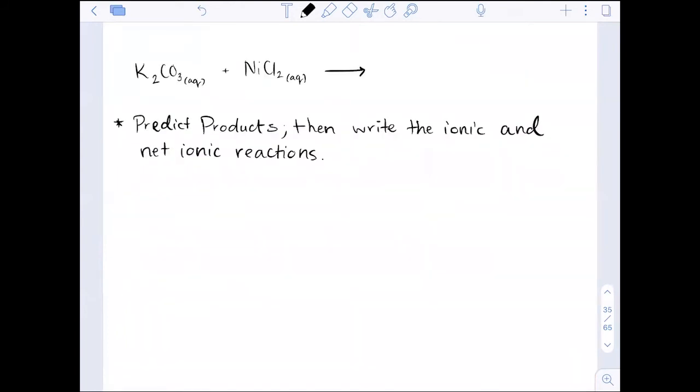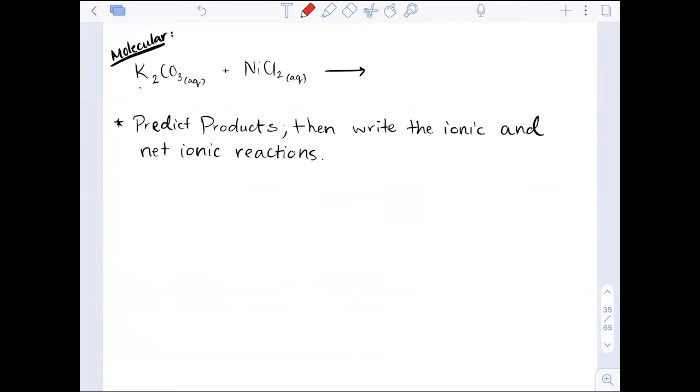Let's practice one more time. Potassium carbonate and nickel 2 chloride, both aqueous to begin with. Let's predict our products, write the ionic and the net ionic reactions, and see the differences. Again, we'll always start with the molecular reaction. It's okay to still utilize your solubility chart at this point. Be very, very careful. Practice with that solubility chart because you won't have time or the ability to use it on an exam. If you're trying to do this on homework, that's really nice to practice with the solubility chart, but you should start remembering those rules so that they can be brought forward in your mind quickly.